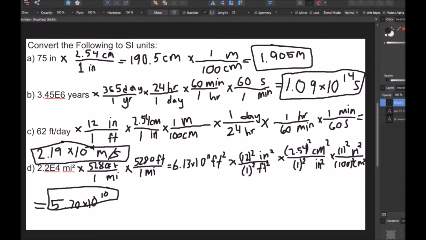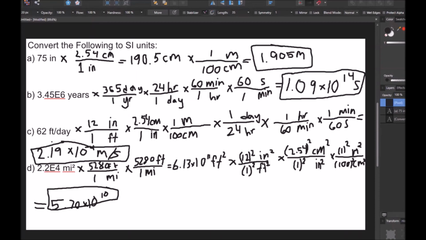And the key to remember here is that 1 inch is 2.54 centimeters, and if you do that, as well as your centimeters to meters conversion, you're going to get 1.905 meters. Then for the years one, what you're going to want to remember is that the SI unit of time is seconds, so we're going to want to convert years to days, days to hours, hours to minutes, and minutes to seconds. And once you do all that, you get 1.09 times 10 to the 14th seconds.